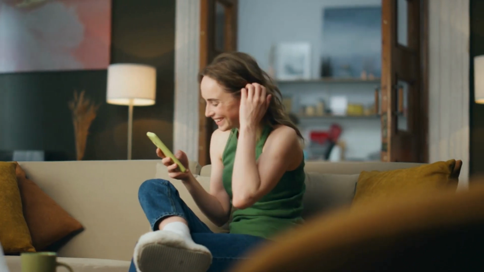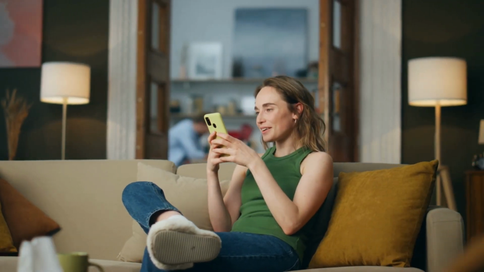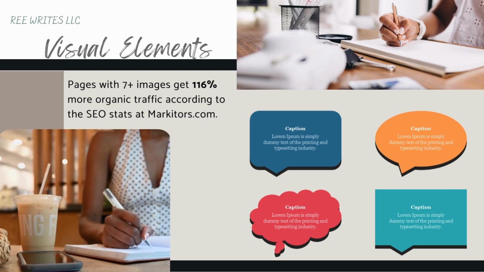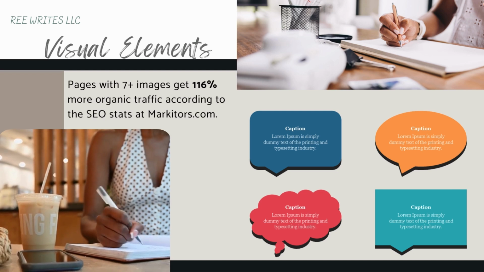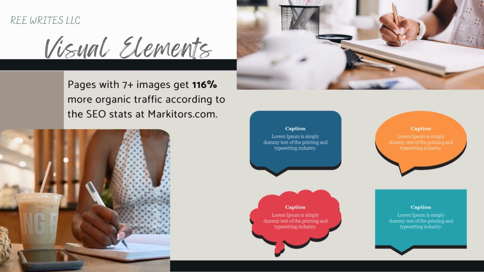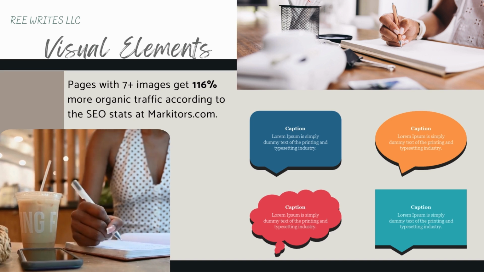Content with relevant images gets significantly more views and shares than text-only content. Pages with 7 or more images get 116% more organic traffic, according to research.